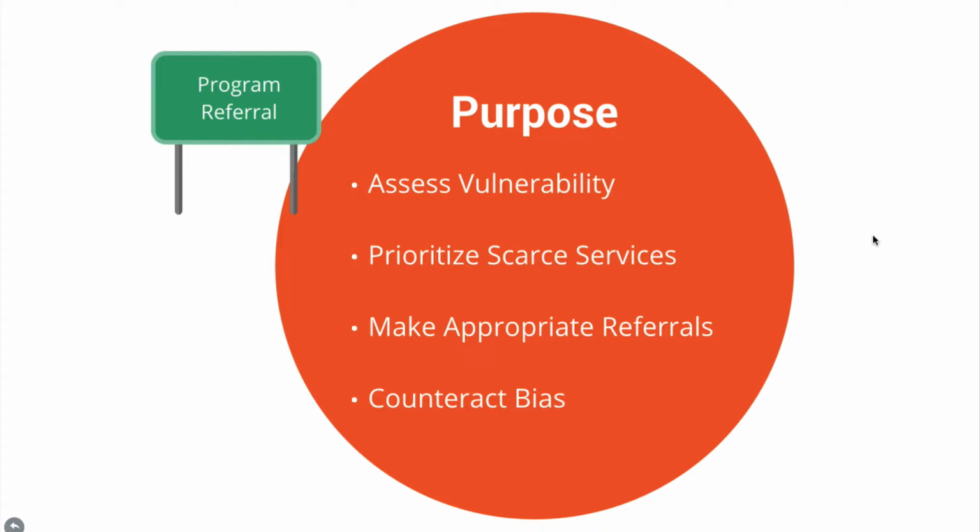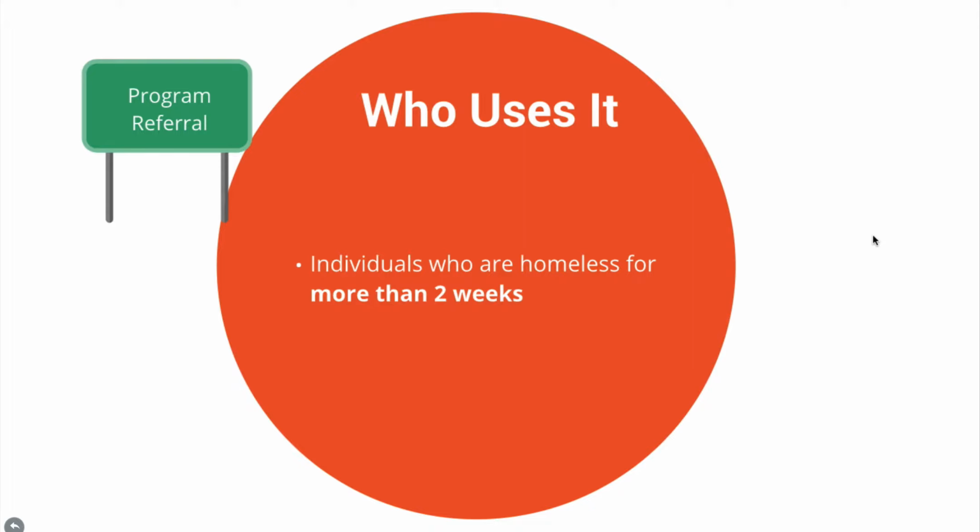The folks who will get to this part of the tool will be either someone who's already experiencing homelessness and not looking to go to a shelter or transitional housing program, or someone who has been experiencing homelessness for more than 2 weeks and is also interested in shelter. Or if someone is staying in a shelter and is looking for assistance for housing, they would also get here.